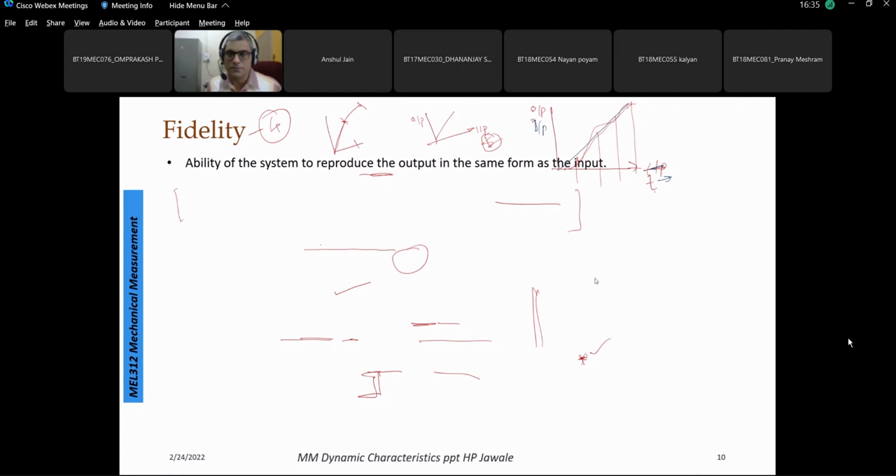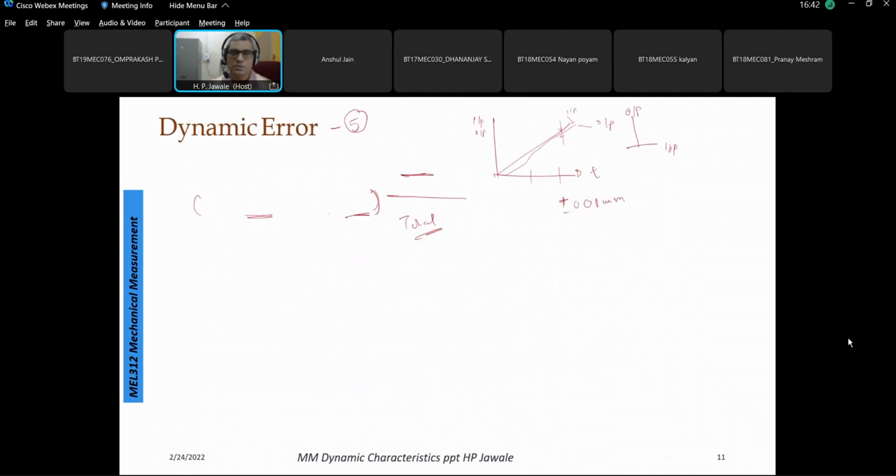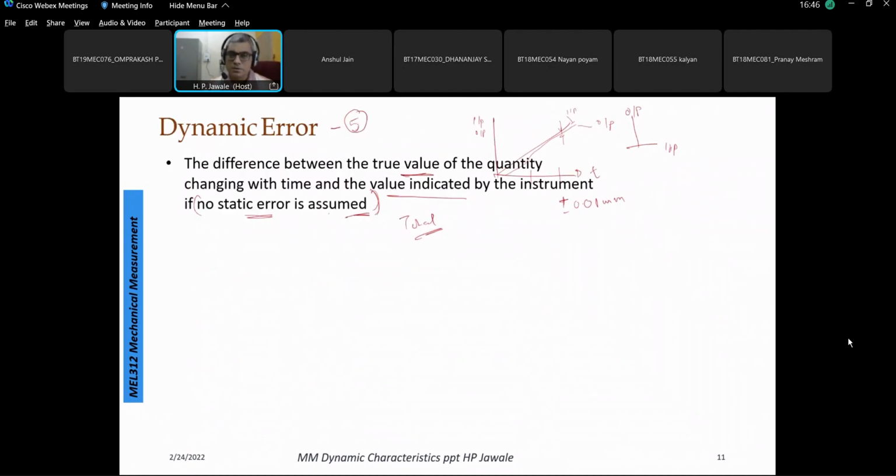Yeah, right. So we have seen that fidelity is nothing but how faithfully we represent the signal. Then we have seen the next part, that is dynamic error, which is nothing but the difference between the true value and the quantity that is changing with respect to time. So at any instance of time, what is the true input given and the one that is represented by the system under the dynamic characteristics, that is called a dynamic error.